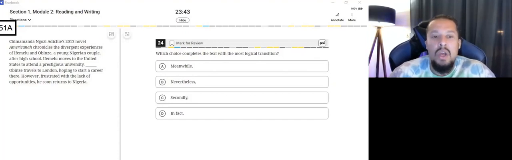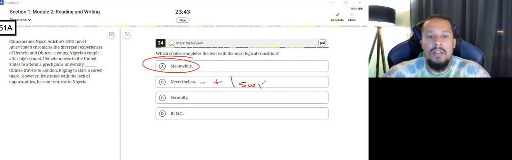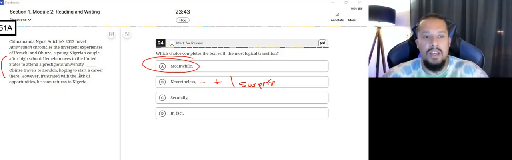Transition time. So transitions show the meaning or complete the meaning of the intended information. Here, if she moves to the United States, Albinzi at that same time moves to London. So the two actions are happening concurrently, therefore we will say meanwhile. Nevertheless is a positive negative relationship, which indicates a surprise. Secondly is a second point, and in fact emphasizes. But again, like we said, these are two actions occurring simultaneously. Answer A.